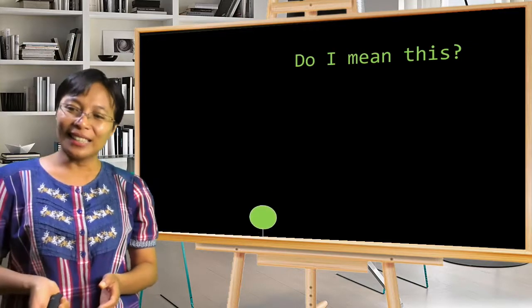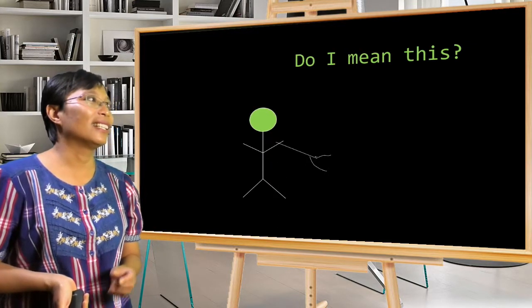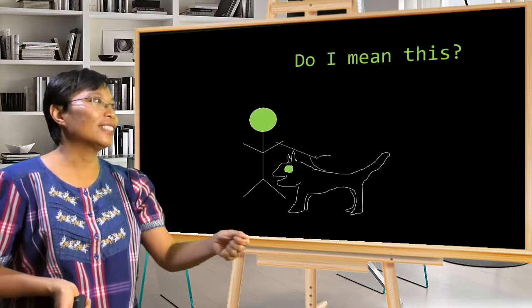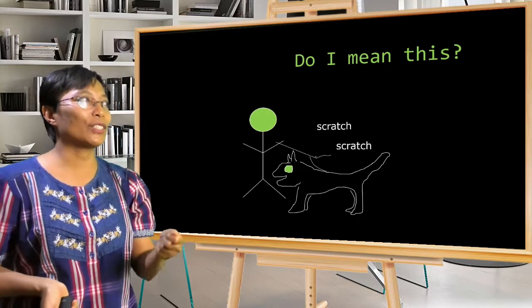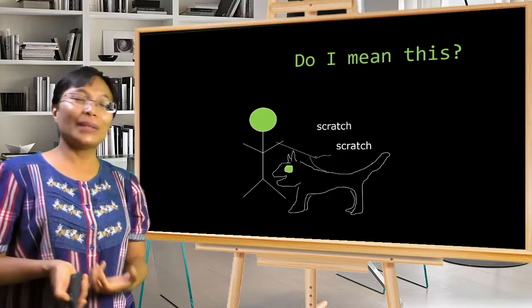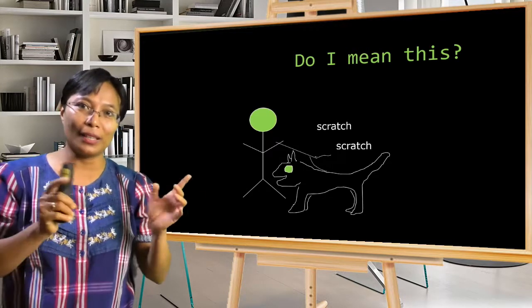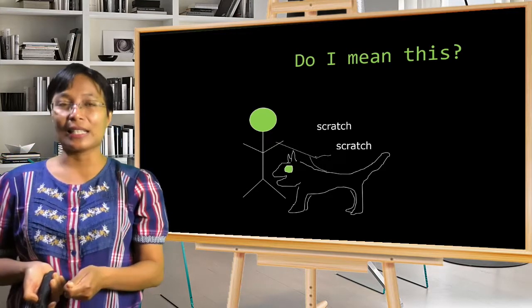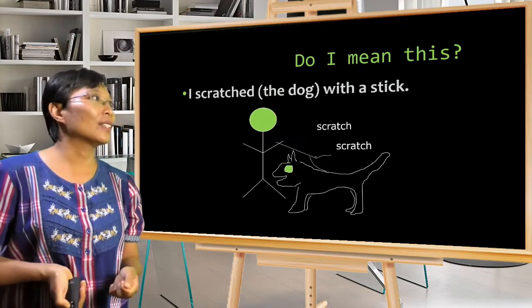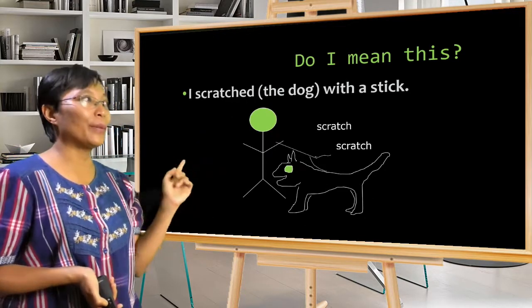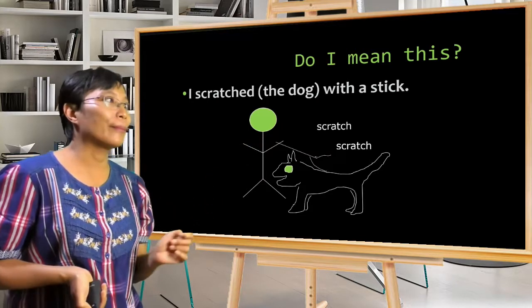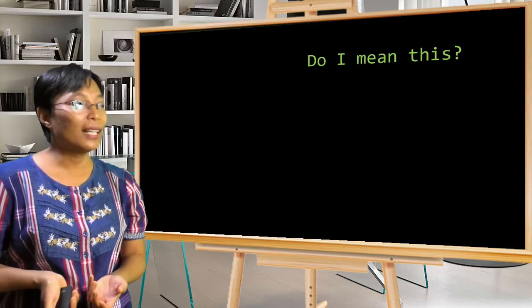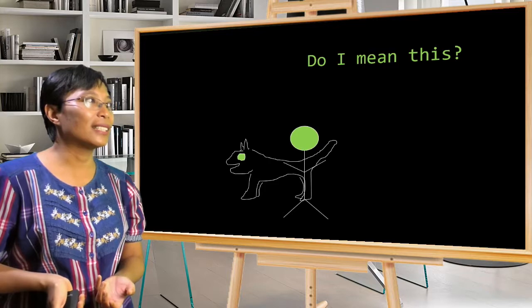Do I mean this? I'm holding the stick, and then I scratch the dog. Scratch, scratch, scratch, like that. When we have this meaning, how can we group the constituents? If this is the case, then I use the stick as the instrument. So the analysis will be like this. The dog is separated from "with a stick." Is there any other possibility? Yes. We may also have this analysis.